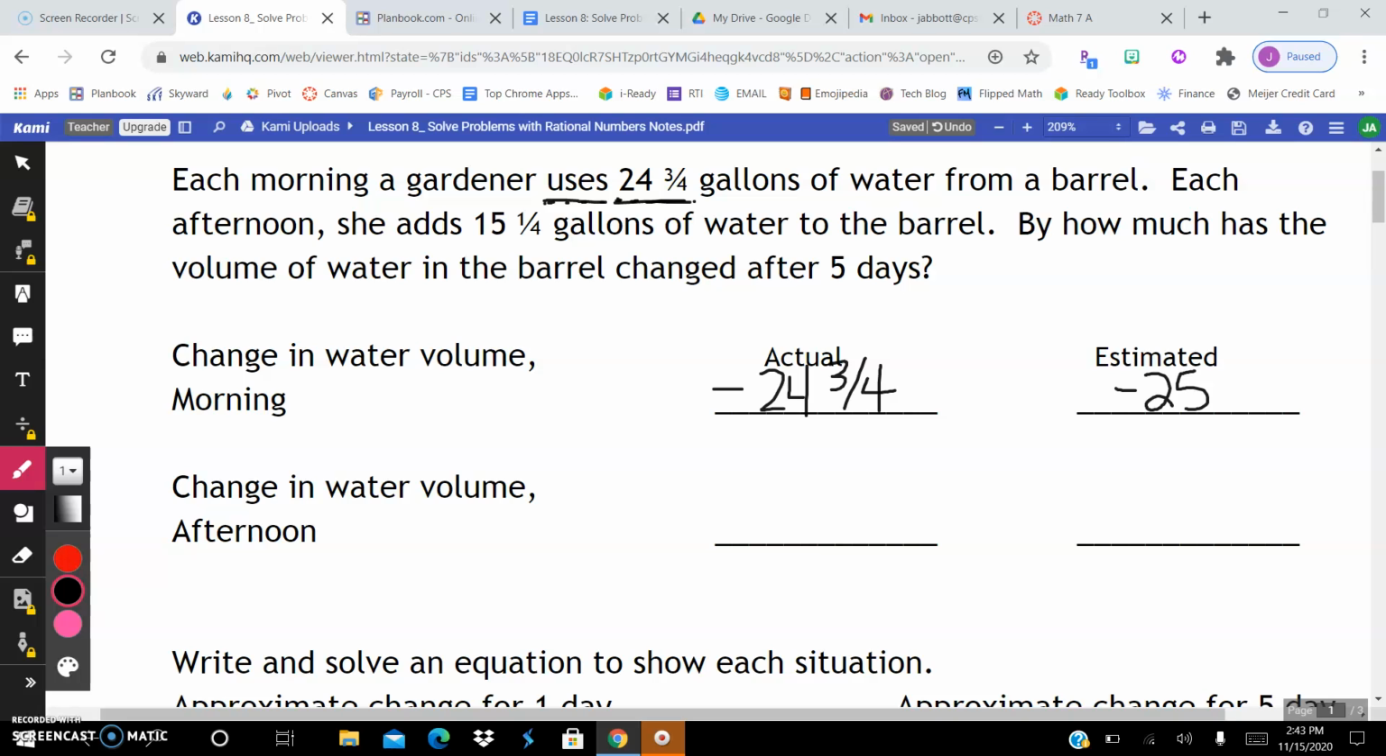Then we have to look at the change in the afternoon where it says she adds 15 and 1/4 gallons. So adding is positive, so the actual is a positive 15 and 1/4. And if I had to estimate a number with that, I would round that to 15 because 1/4 is just a little bit over 15.